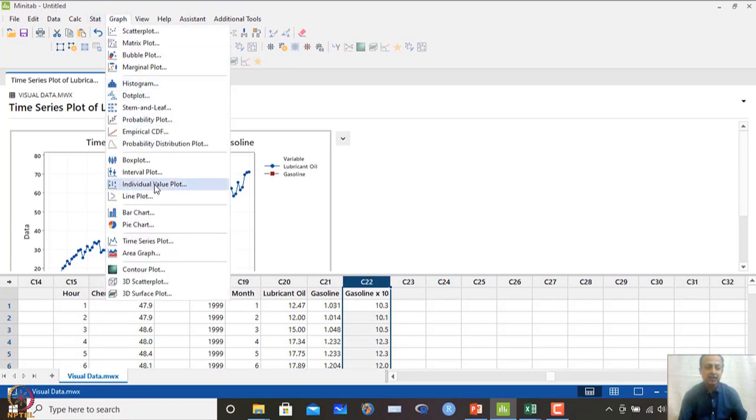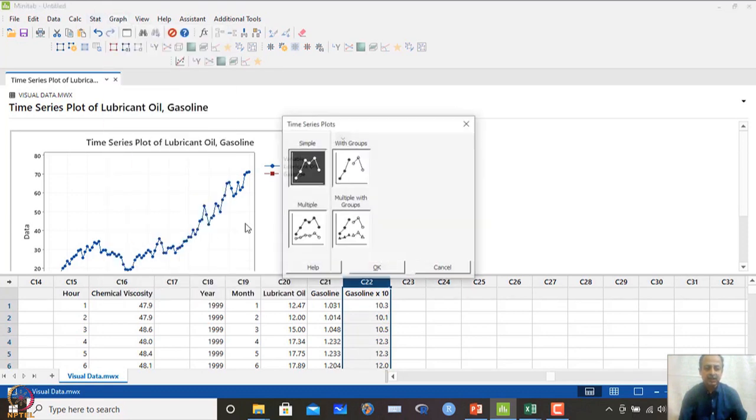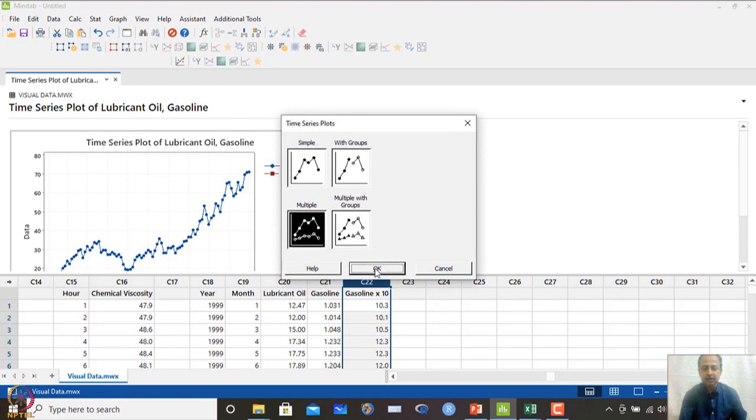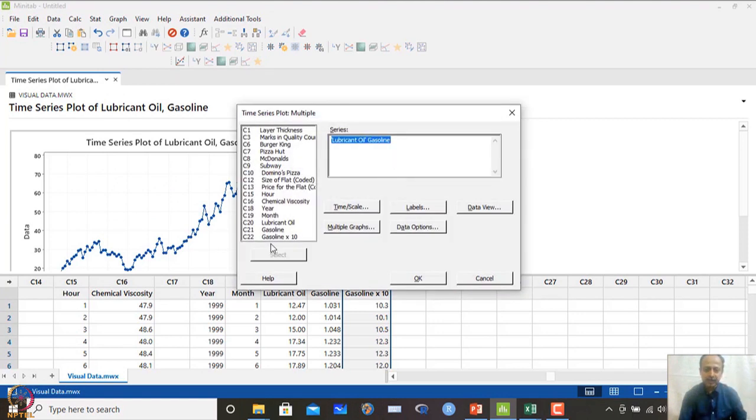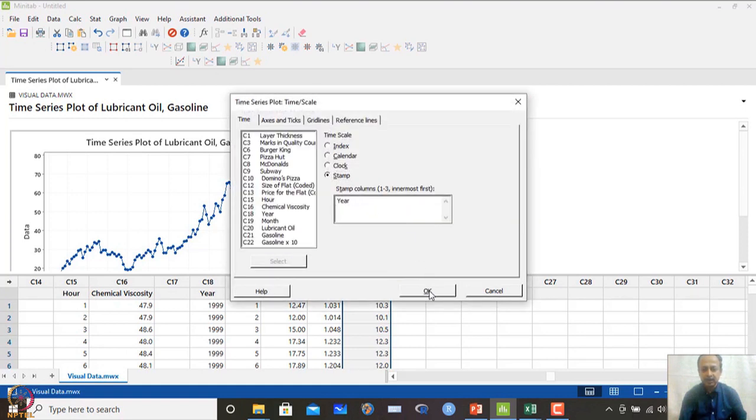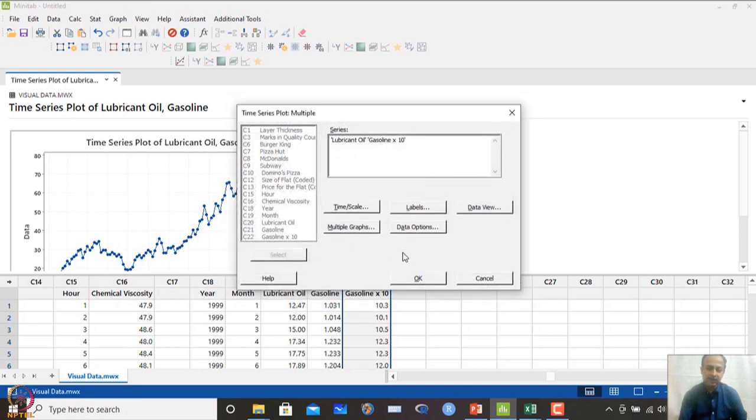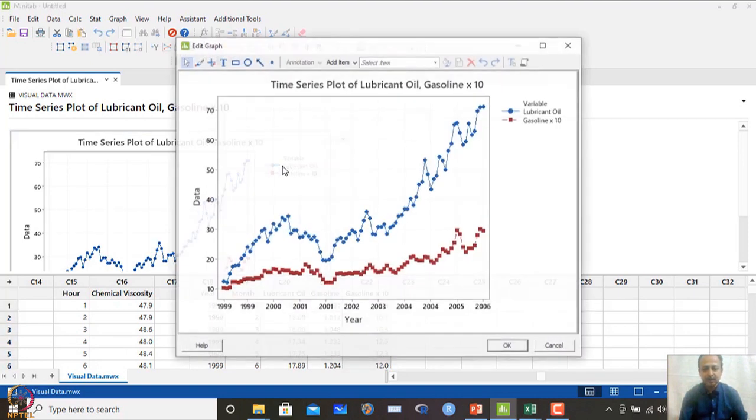So, I will go to time series, then go to multiple chart and click OK. I will write lubricant and place gasoline multiplied by 10. The timestamp is already stamped over here. So in this case I will click OK. Now some fair comparison can be done.